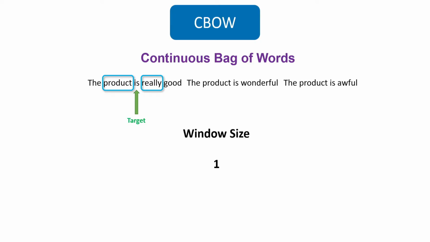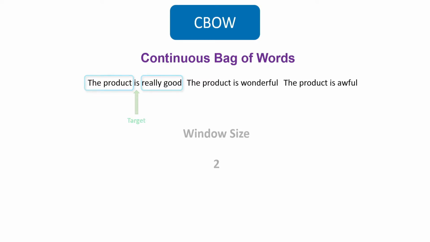What if window size is 2? Then how would the sample look like? If the window size is 2, then these four words, the product really good, will be your input words in the first sample and is will be your target word in the first sample. This is how it would look like.